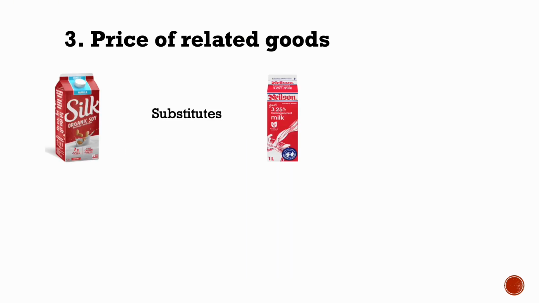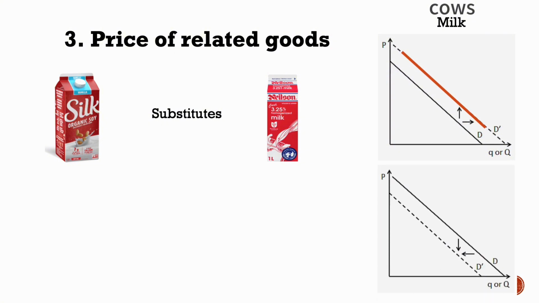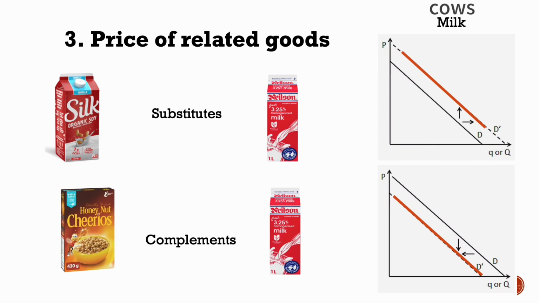Another shifter is the price of related goods, substitutes and complements. For example, cow's milk and soy milk are substitutes for each other. So if the price goes up for soy milk and it's more expensive to buy, then the demand is going to increase for cow's milk. If the price goes down for soy milk and it's cheaper to buy, then the demand for cow's milk is going to decrease. For complements, when the price of cereal falls, it's going to increase the demand for milk.